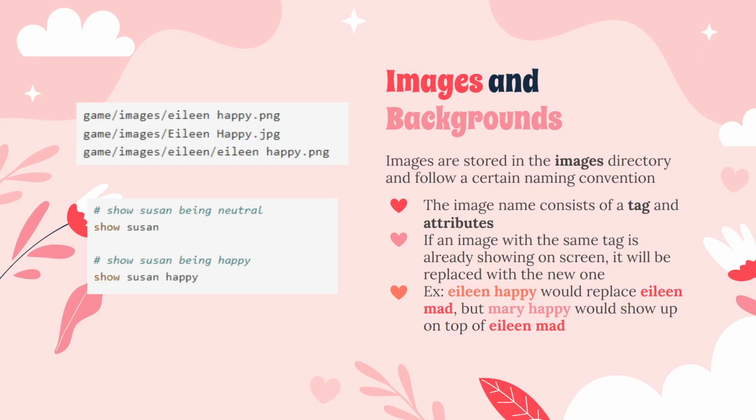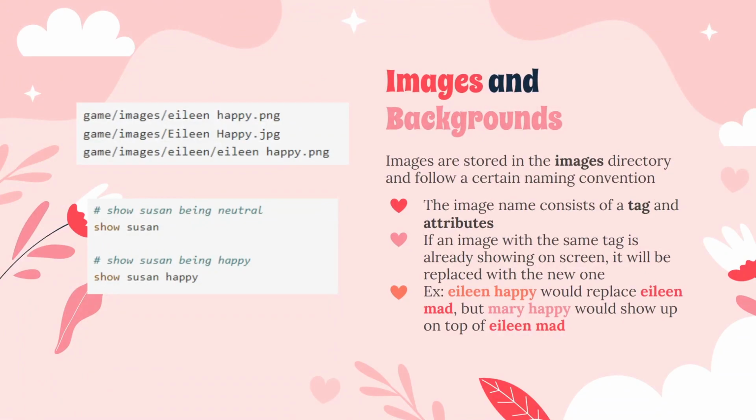And so the name of your file should have a tag and an attribute. What those are is, you see this image here, Eileen Happy. The tag in this case is Eileen. That's like the name of the character. The attribute is happy. So you can have Eileen Happy, Eileen Mad, Eileen Neutral. Eileen would be the tag for all of those, and anything afterwards are the attributes. You can also have multiple attributes. So you could say Eileen Happy Night, and that will be a different image.